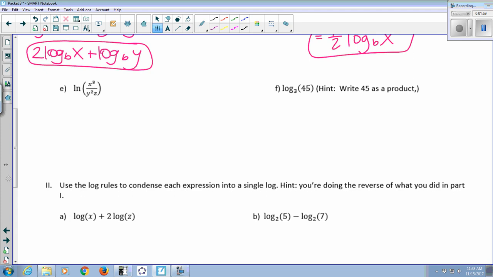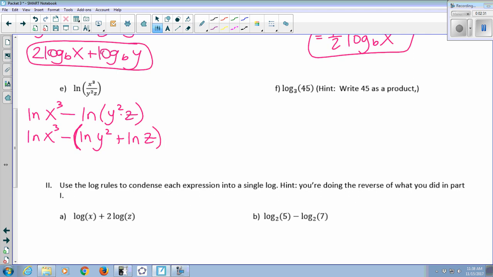The ln of x cubed over y squared z. I'm going to start by dealing with the quotient. So this is the ln of x cubed minus the ln of y squared z. Then I'm going to deal with this product. So I have the ln of x cubed minus, and I'm going to put a big parenthesis here, open a parenthesis, because I need to subtract this whole thing, and it's going to get broken into addition. So this is the ln of y squared plus the ln of z.